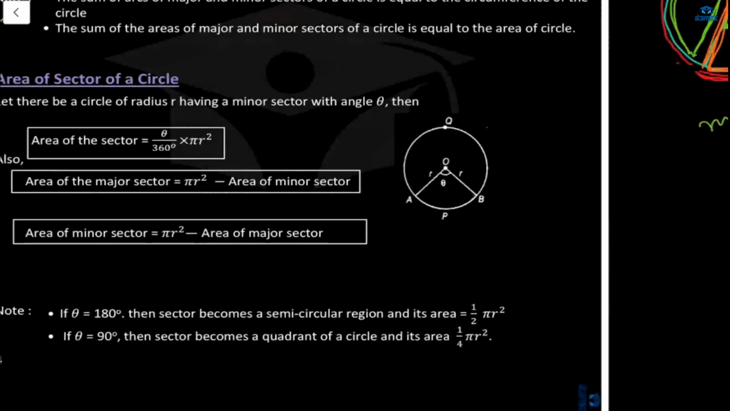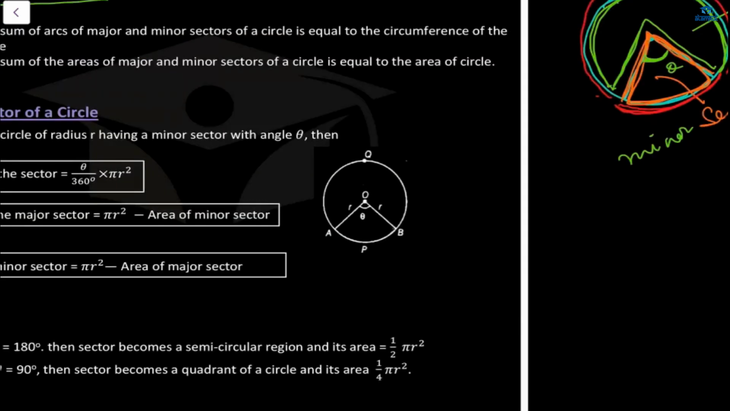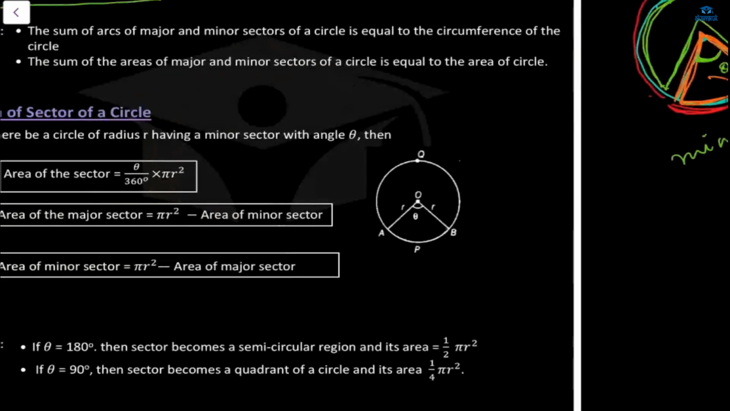Now, what is the area of a sector? We need to find out the area of the sector, because it's not necessary that the question always gives the area of the major sector or minor sector. So the area of the sector here, because this is not necessarily a quadrant, though it can form a quadrant, is equal to theta, the angle that the sector makes at the center, upon the complete angle at the center.